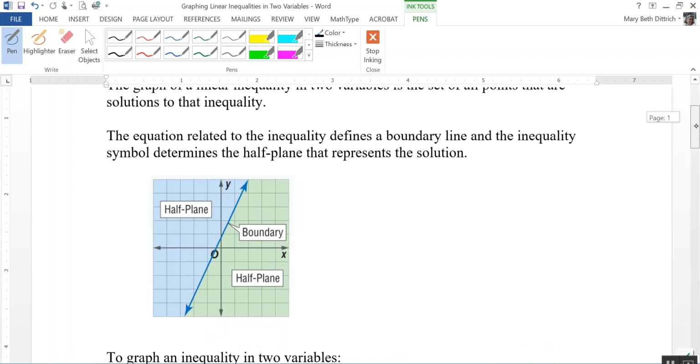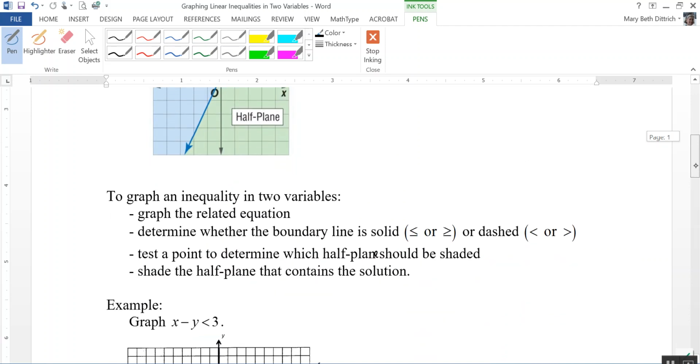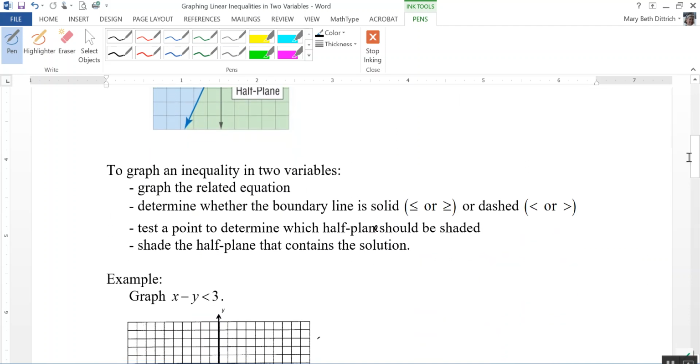So let's take a look at this diagram here. The boundary line is created when you take the inequality and replace the greater than or less than sign with an equal sign. That gives you this line. Then you want to determine, based on the greater than or less than sign, which side of that boundary line gets shaded. So to do that, we want to graph the related equation, determine whether that boundary line is going to be solid for a less than or equal to or greater than or equal to, or dashed for a less than or a greater than.